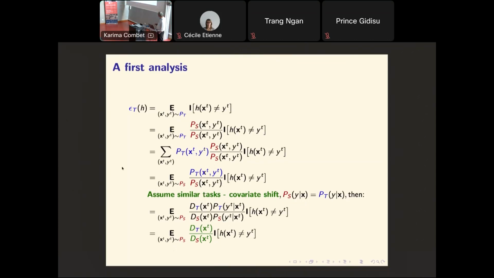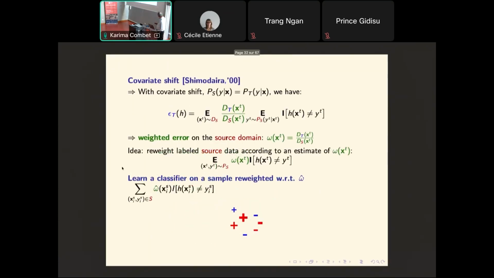Okay. So the idea will be, in that case, let's try to learn the ratio Dt over Ds to adapt the source domain to the target one. So the idea will be to learn this weight here. And then once the weight has been learned, we try to learn from the weighted source domain. So we make use of the learned weights to learn a classifier only on the source domain, which corresponds to putting more importance on the source data that are close to target data.